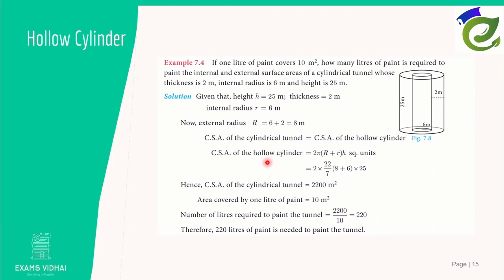2200 meter square. Area covered by 1 liter of paint is equal to 10 meter square from the question. Number of liters required to paint the tunnel is CSA of the cylindrical tunnel divided by area covered by 1 liter of paint, which is equal to 220. Hence 220 liters of paint is needed to paint the tunnel.